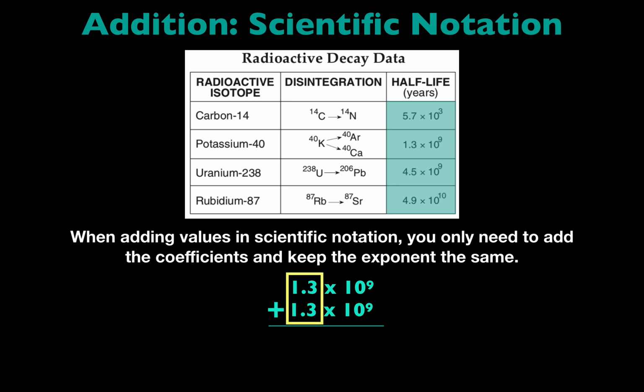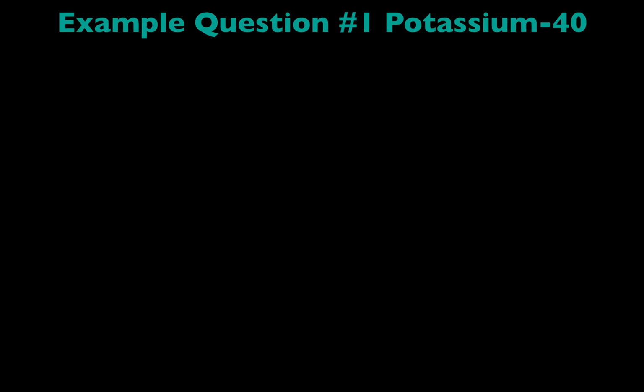You only focus on the 1.3 number. You're going to add those two together, 1.3 and 1.3, to give you 2.6. The 10 to the 9th does not get added or anything. It just gets dropped down and remains the same. So the only thing you're actually adding are the coefficients. 1.3 plus 1.3 brings you to 2.6. And again, that 10 to the 9th exponent is going to remain the same.